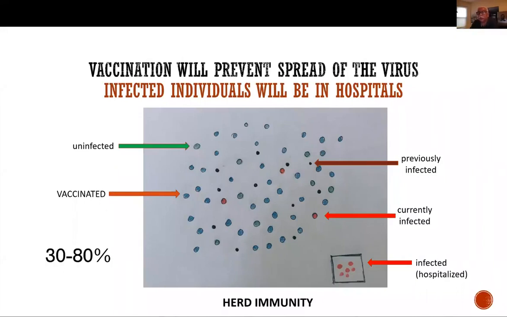And we don't know today whether 30% of the population or 80% of the population needs to be vaccinated or infected before we get herd immunity. So a lot of modeling studies are in progress to determine what is that number of people that need to get infected before you get herd immunity. So this is a very interesting mathematical problem that we are trying to solve.